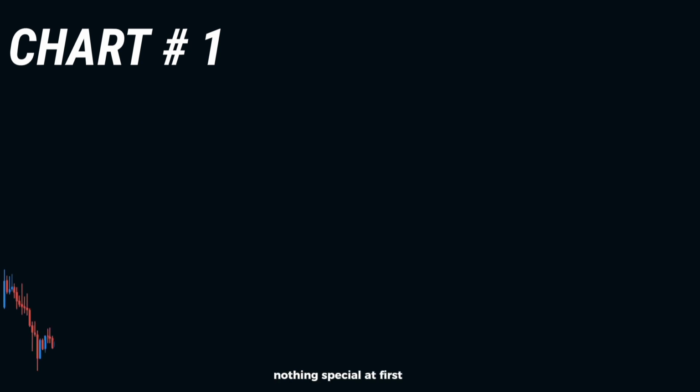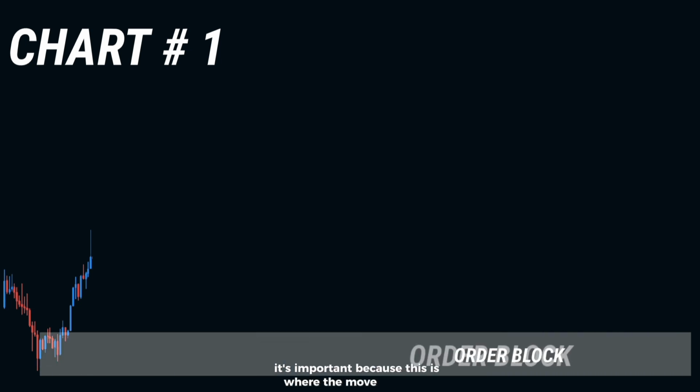Nothing special at first glance, just a cluster of candles sitting near the lows. But watch what happens next. Price leaves this area with aggression, not a slow grind, not a hesitant push, a real expansion. Buyers take control and the market starts printing higher highs and higher lows. That's the clue. The order block isn't important because it's a colored box. It's important because this is where the move was born.